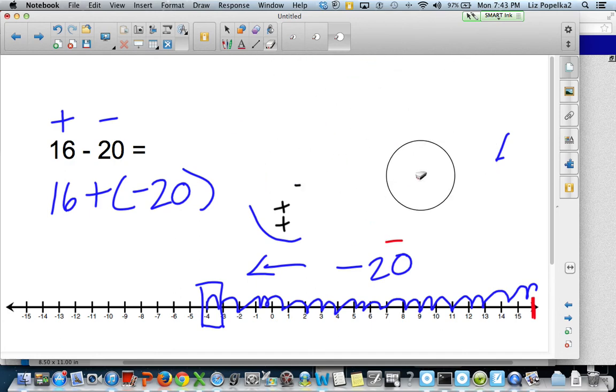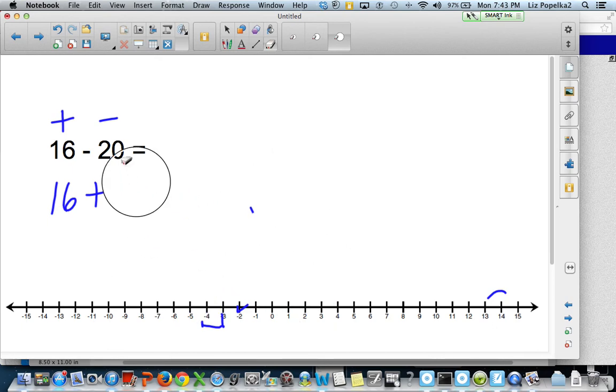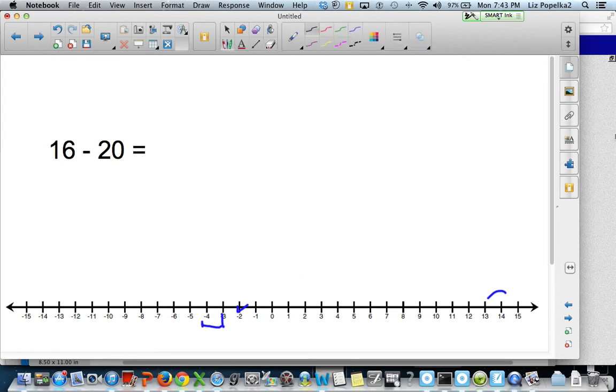So I'm just going to get everything out of the way here except for the problem itself. So positive 16 and a negative 20. If this were 16 and a negative 20 put together, so think to ourselves without using manipulatives. We're going to try it without using the manipulatives.